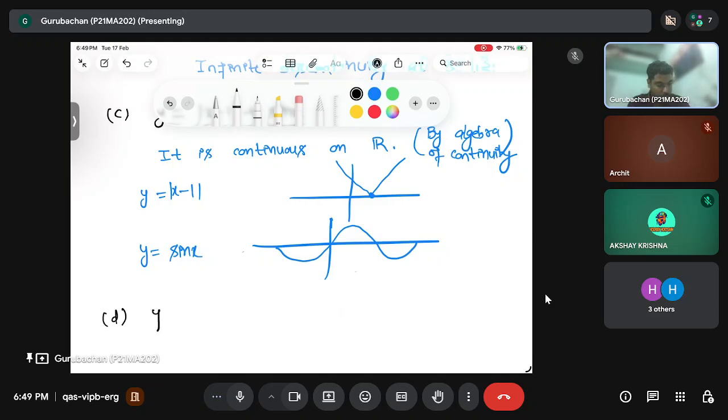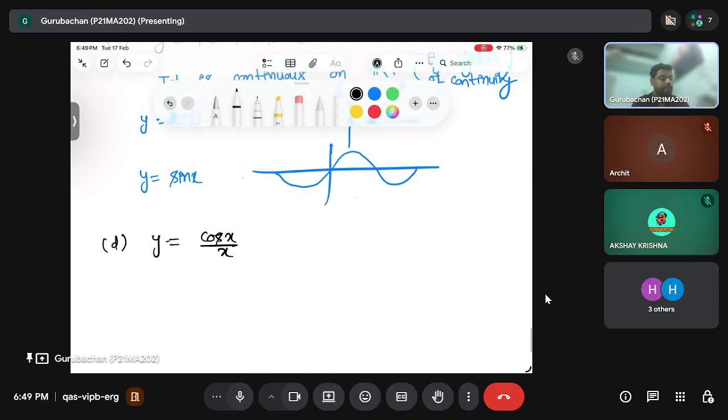Now y is equal to cos x divided by x. Tell me the type of discontinuity or maybe continuity, the interval of continuity.